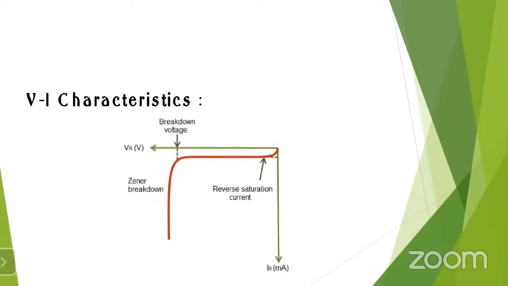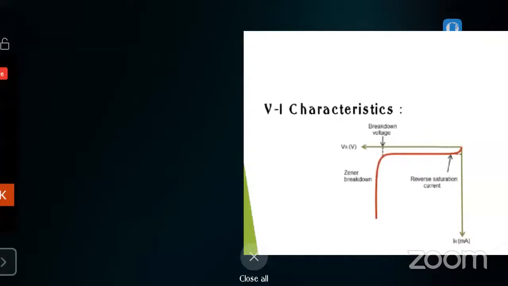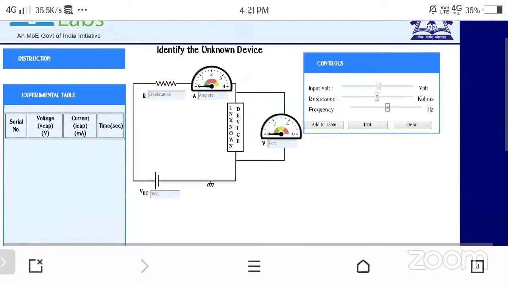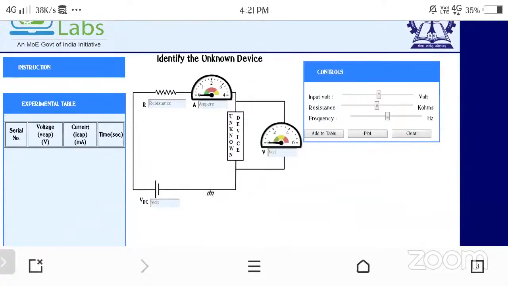Now we will move to the virtual demonstration of the black box experiment and use all this information to identify the unknown device. On screen, you can see this black box virtual representation. As I explained earlier, this unknown device is connected across the voltmeter, then a resistor, ammeter, and DC voltage source are connected in series to it.